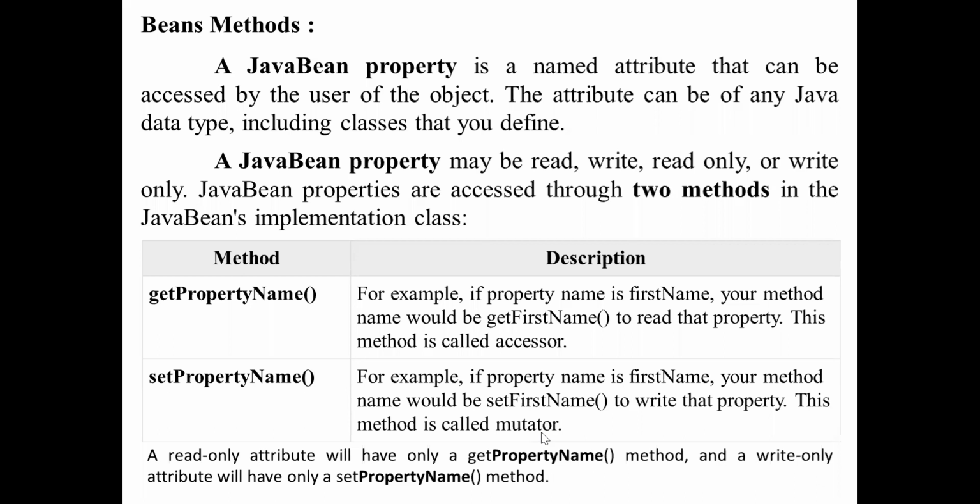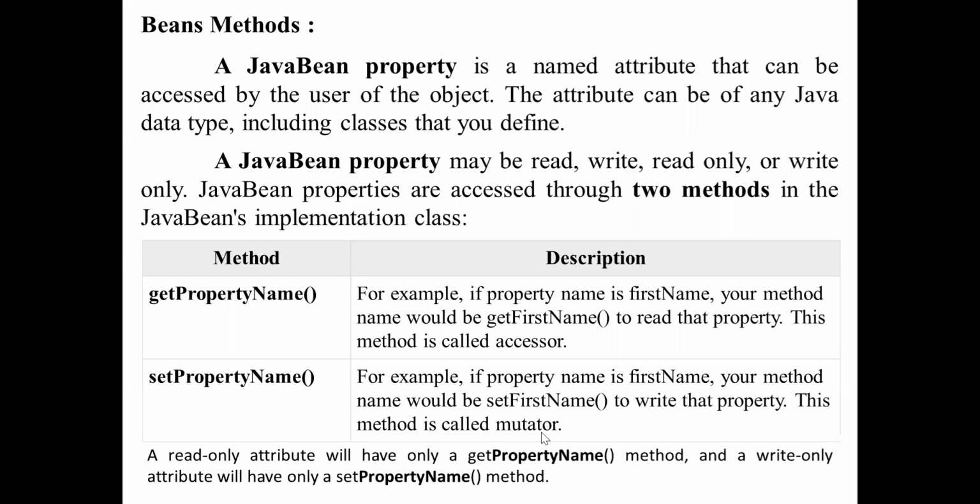First, what is a Java bean property? A Java bean property is a method and a name of the attributes that can be accessed by the user of the object. This is a very important point to remember when you write the bean method. A Java bean property is a name of the attributes that can be accessed by the user of the object.